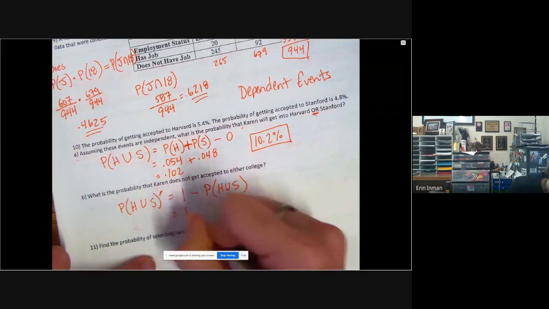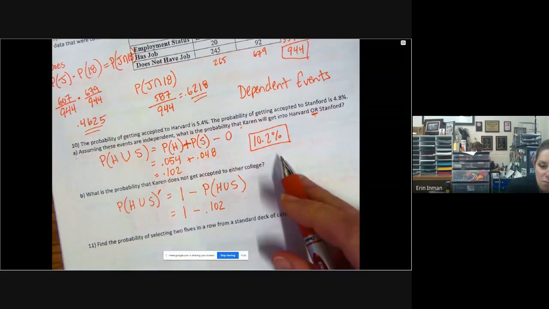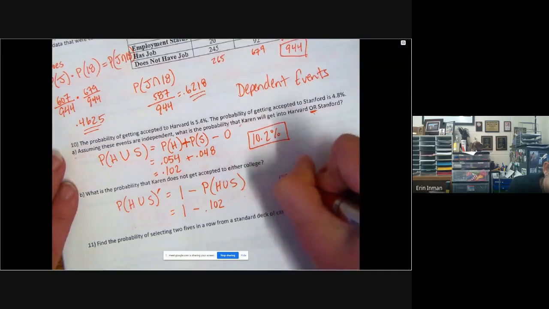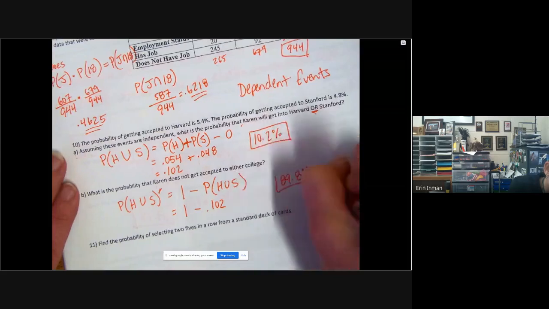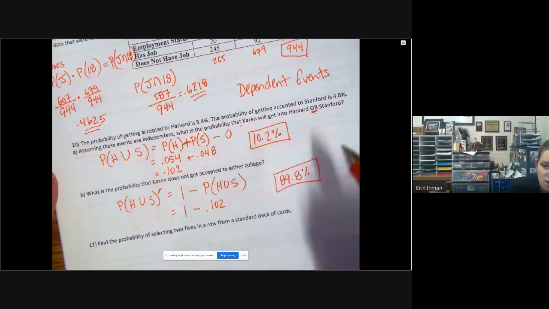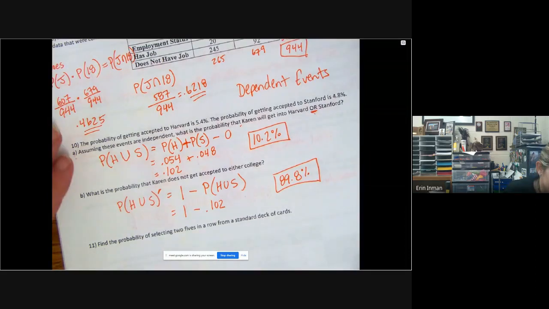0.102? So let's see, 1 minus 0.102. So if there's just over a 10% chance that she gets into one or the other, there's almost an 89.8% chance that she doesn't get into either of them. Okay, so this is the probability she gets into at least one, one or the other. This is the probability that she doesn't get into either of them. It's the other part. It's the complement. You either get into one or the other, or you don't get into either of them.